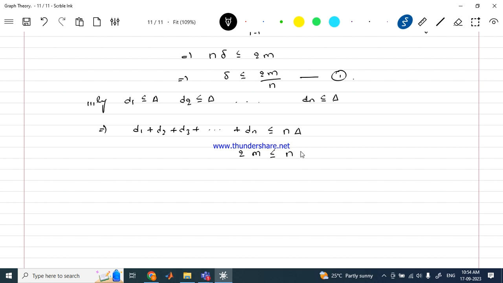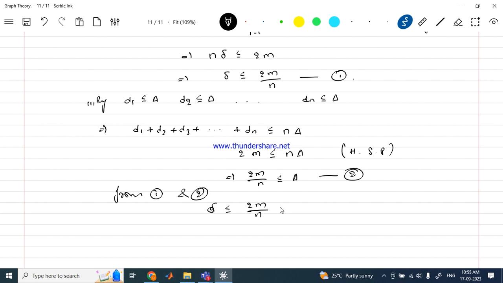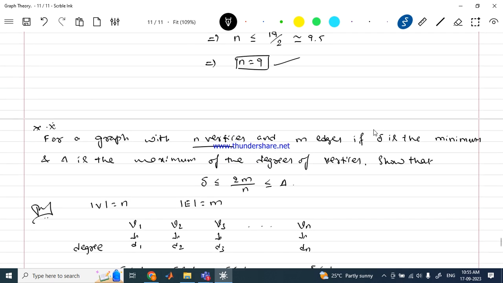Less than or equal to n delta, from the handshaking property again. So now this is nothing but 2m by n less than or equal to capital delta. This is my result number 2. We are saying from 1 and 2 that small delta is less than or equal to 2m by n, but that number is less than or equal to capital delta. So hence this result holds good.